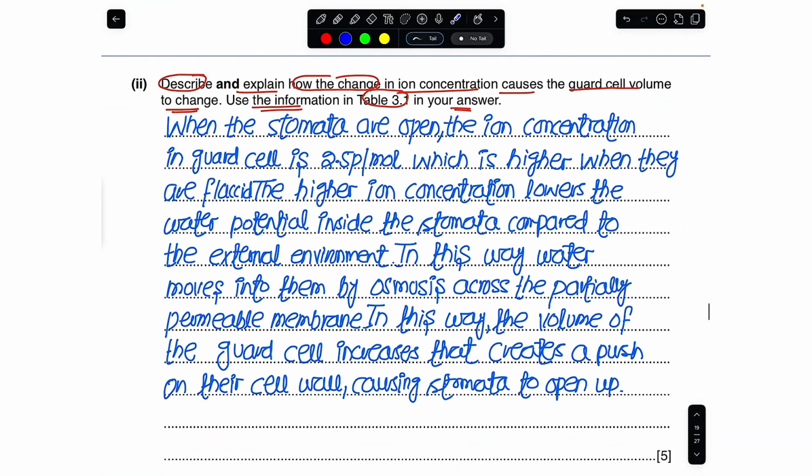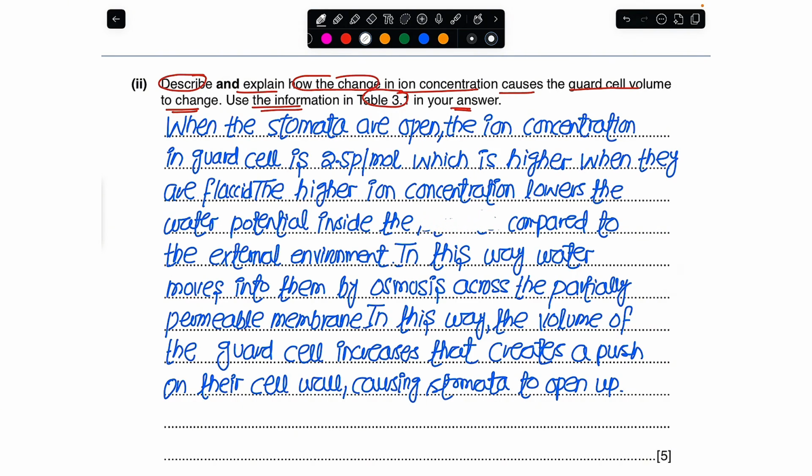So for 5 marks, how your answer should have looked is that we would say that when the stomata are open, the ion concentration in the guard cell is 2.5 ppm, which is higher than when they are flaccid, like in the first column and the second column which they have shown us. We would say that when the ion concentration is higher in the guard cell, this would lower the water potential inside of them in comparison to the external environment. Here, we should be changing the word: it should not be the stomata, but rather the guard cells.